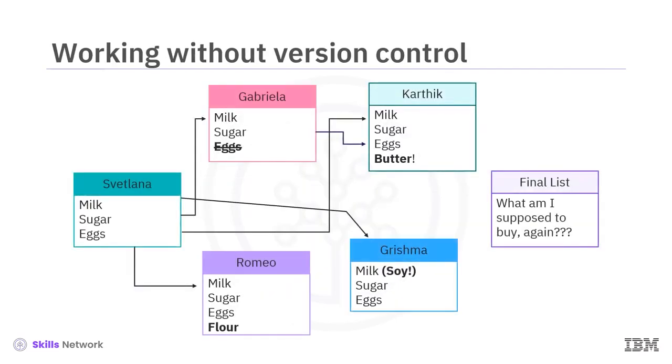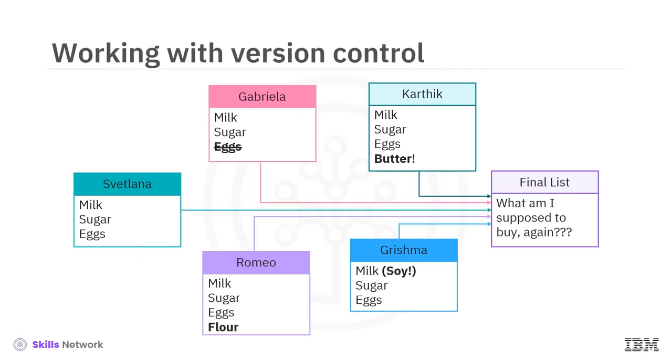Here's an example to illustrate how version controls work. Let's say you have a shopping list and want your roommates to confirm the things you need and add additional items. Without version control, you've got a big mess to clean up before you can go shopping. With version control, you know exactly what you need after everyone has contributed their ideas.